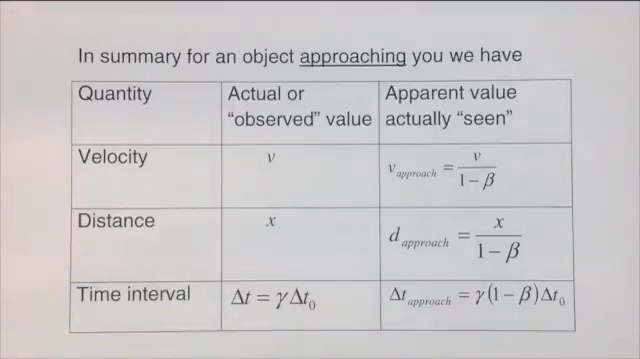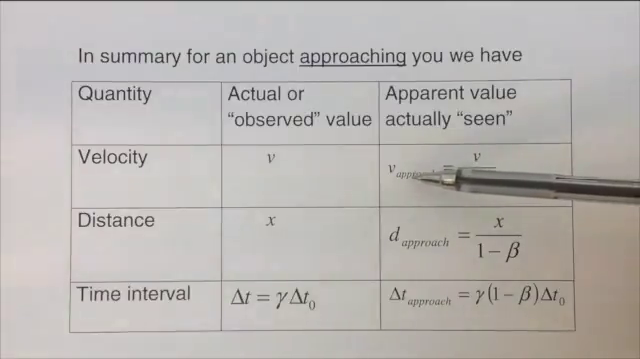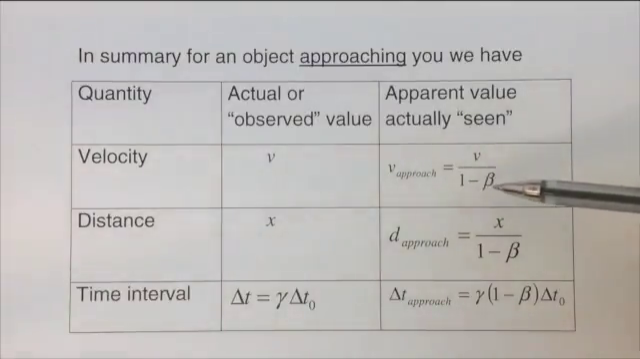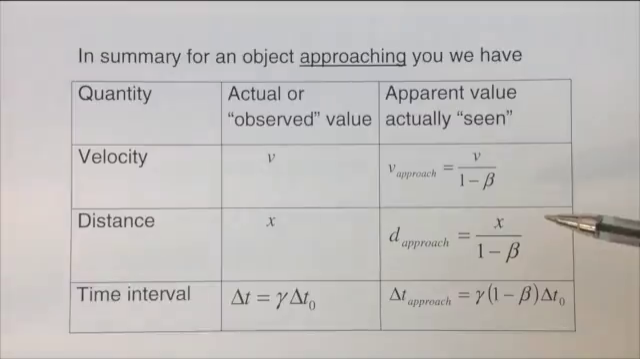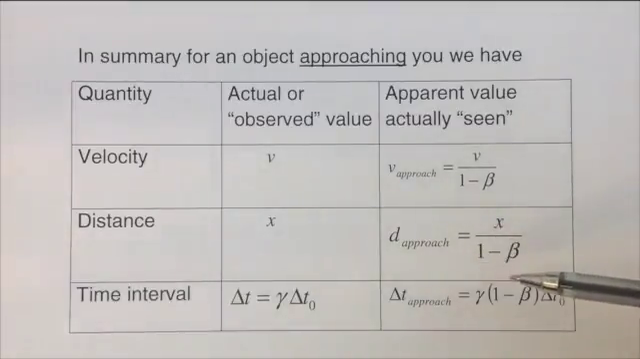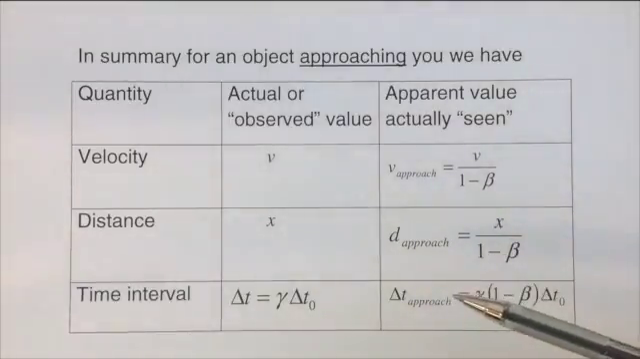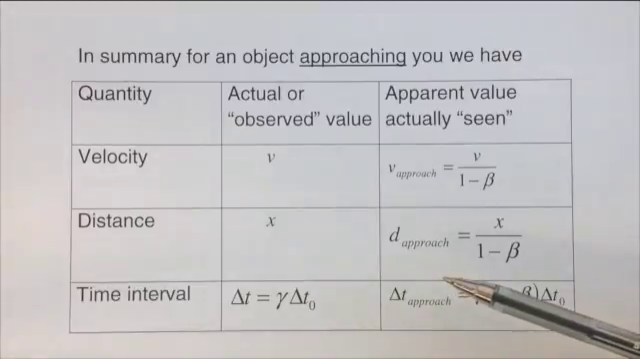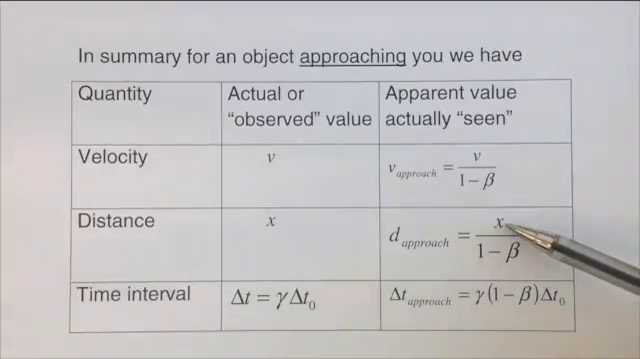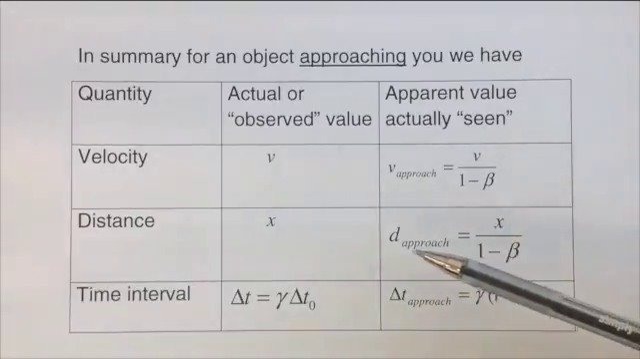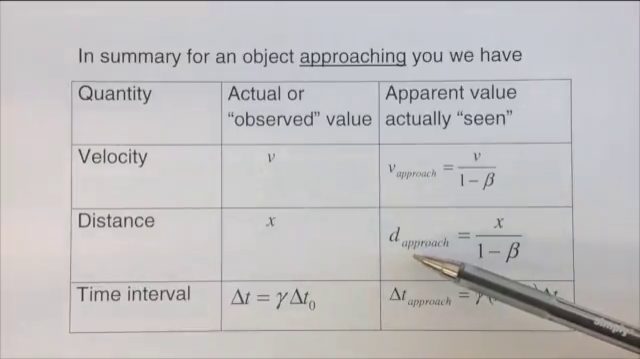And this is what in a standard first year textbook it would be said you observe. However, if the object is approaching you, v approach is what you would actually see. We have to introduce a factor of 1 minus beta on the bottom line. Similarly, d approach is how far away the object appears to be when it's moving. So x is where it actually is, the d approach is where it appears to be.